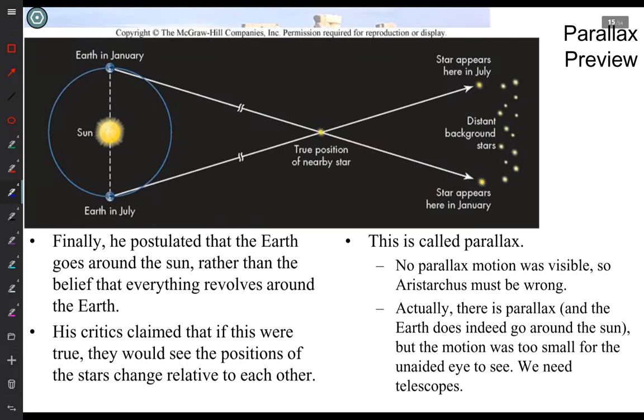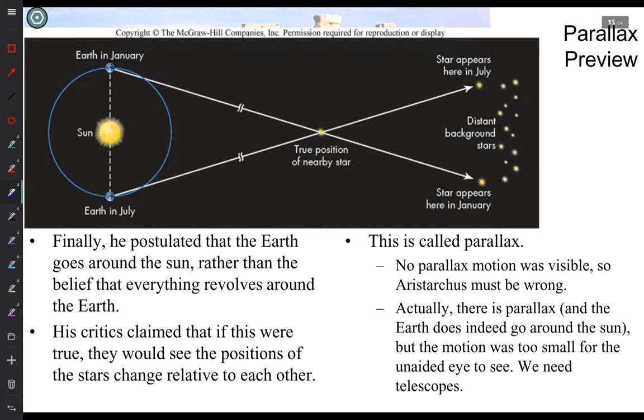Finally, now keep in mind this time. He lived from 310 to 230-ish years before Christ. He concluded that the earth was not the center of the universe, that the earth was going around the sun.